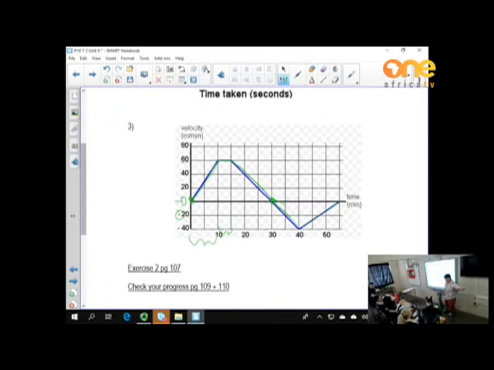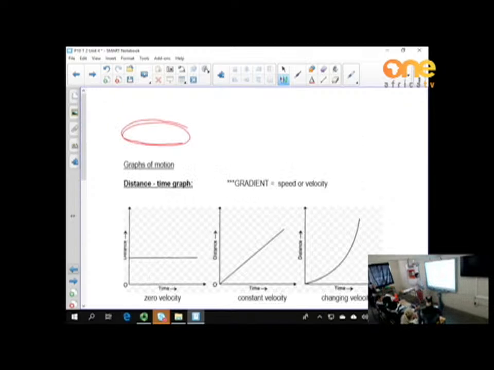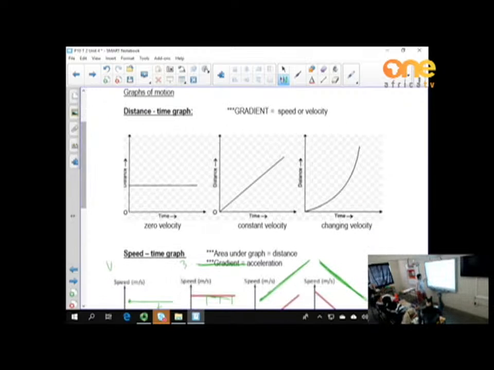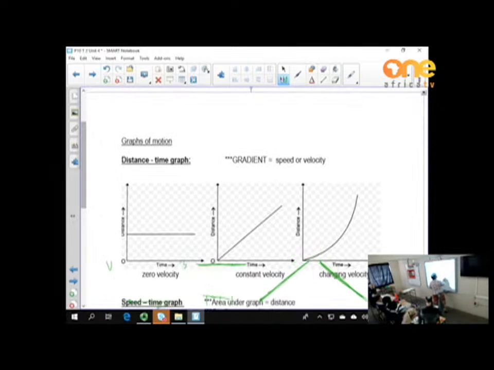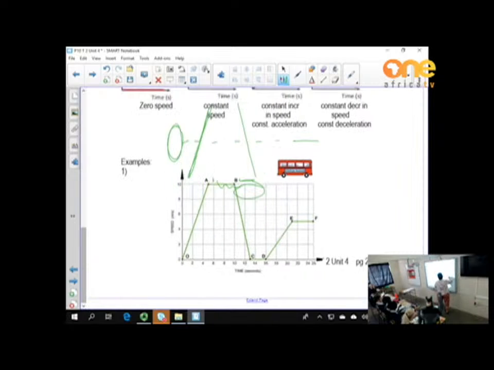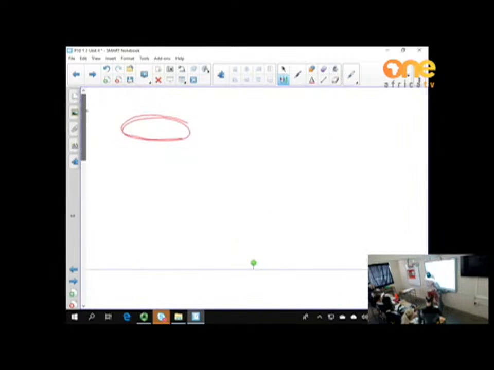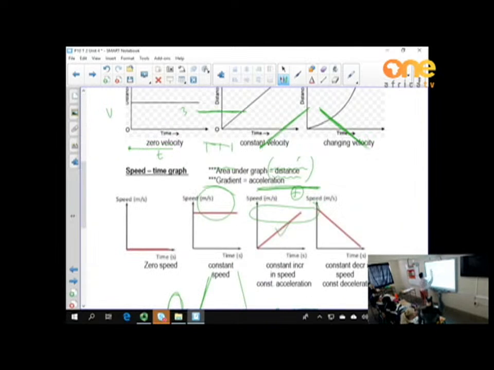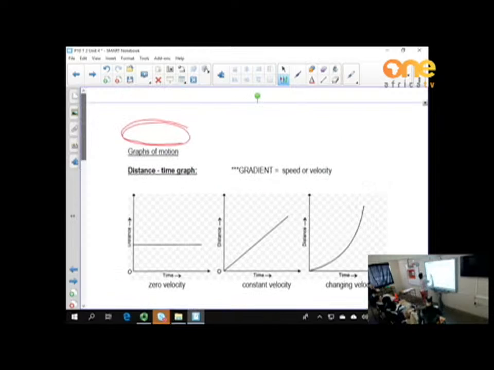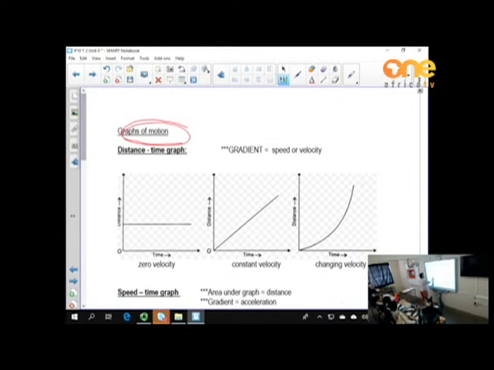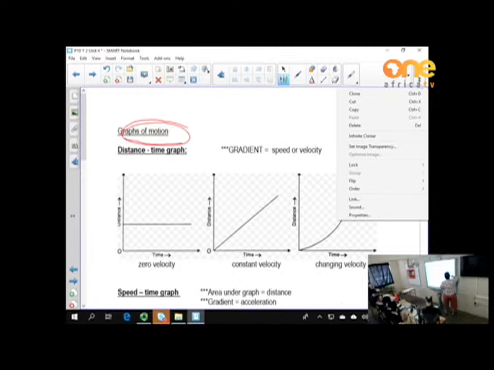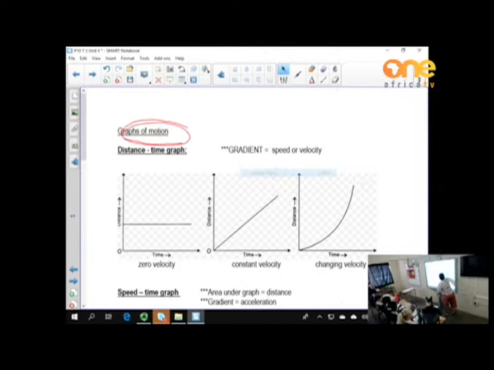Okay, now I want to go back to the original graphs that we did over here. Let me just lock this thing in place because honestly, I don't know why it jumps around. Now, come on. Okay, I just want to lock it in place.